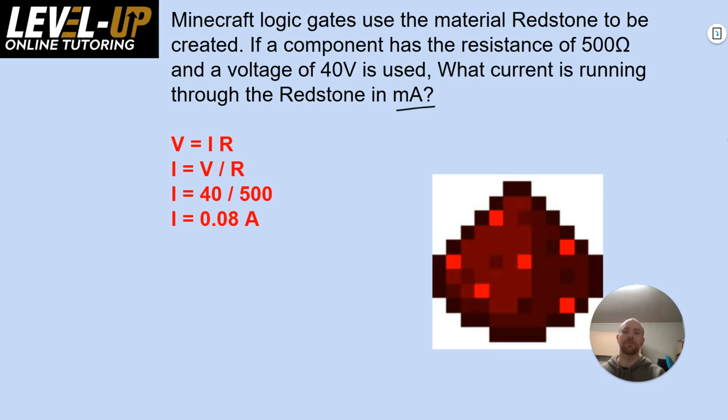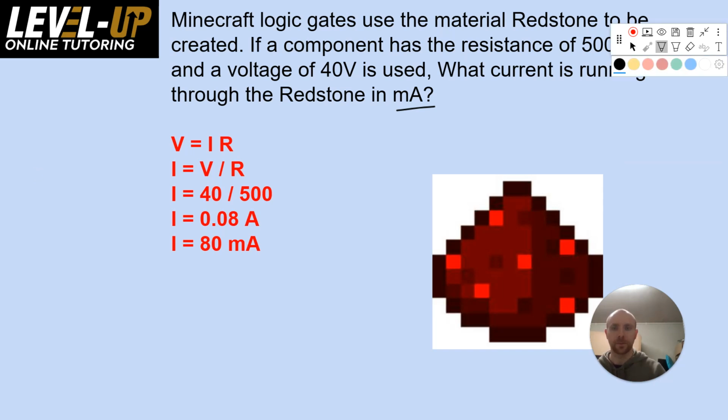This time I've rearranged it. I probably should have substituted it first if I wanted to maximize my marks. As long as I'm getting the answer correct, I'll be fine. But if I want to make sure that I'm getting marks, even if I get my final answer incorrect, I want to substitute first. So what I should have done would be to say my voltage is 40, my current is what I want, and my R is 500 ohms, and then rearrange to this form.